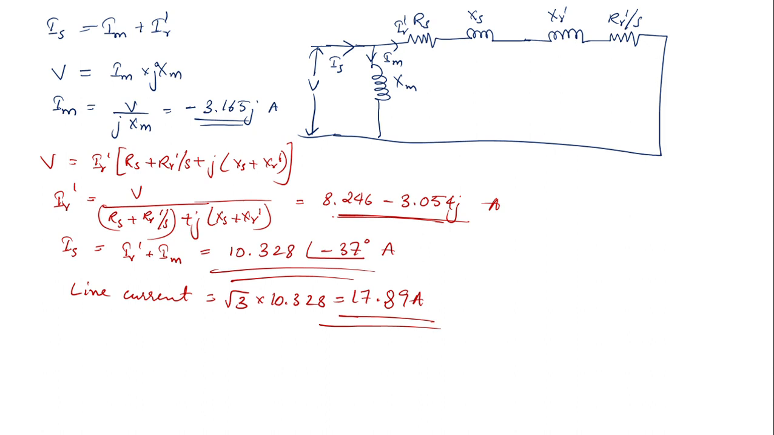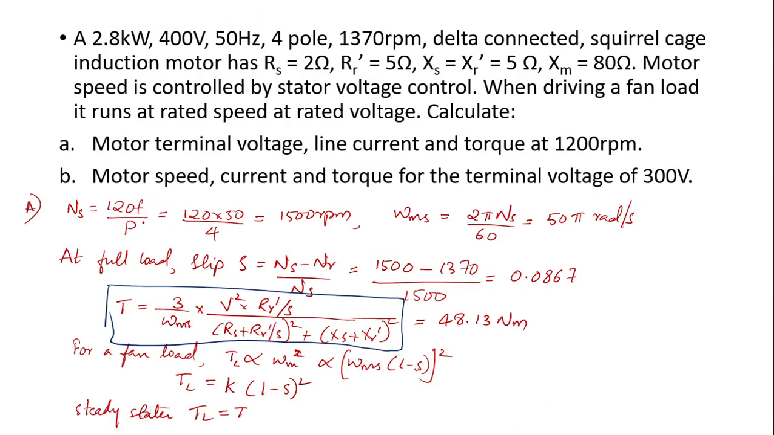Now you also have to find the answer for your B part. You can just read the question for the B part. In the B part, you can see that again you have to find the current, and you also have to find the torque.